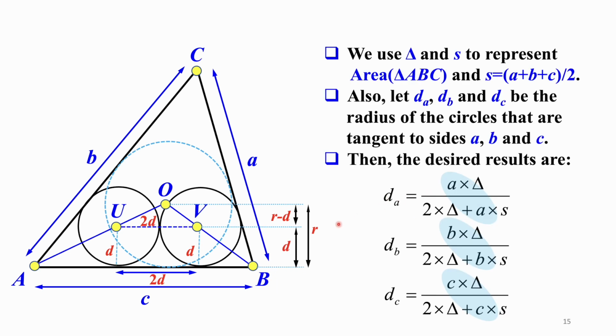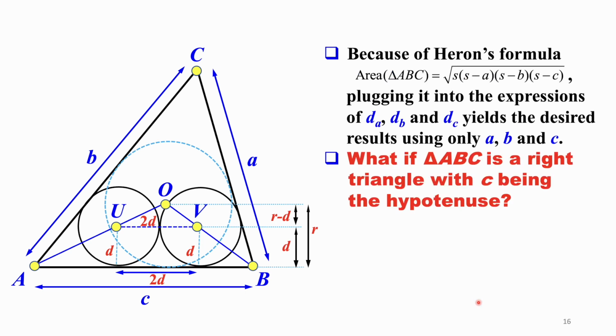So the unknown radius on C, on B, on A can be written as this. It's even simpler than the right triangle version. Now you know the area of triangle ABC is the square root of S times S minus A times S minus B times S minus C. So we have very, very elegant results.